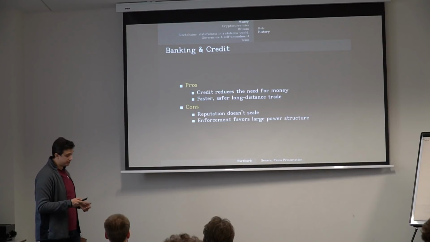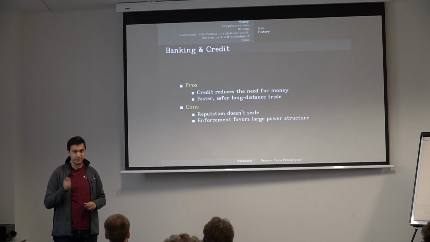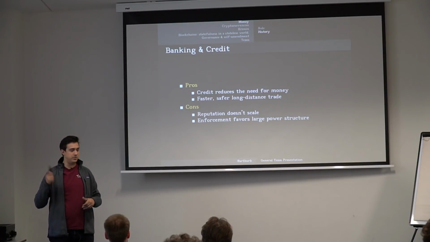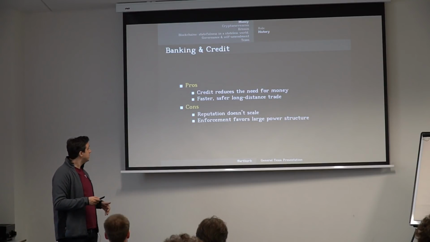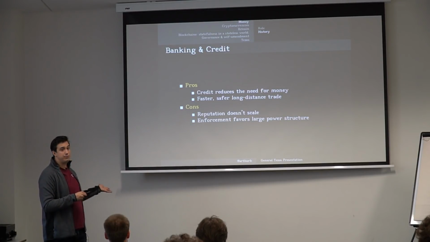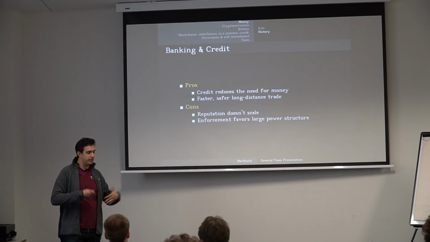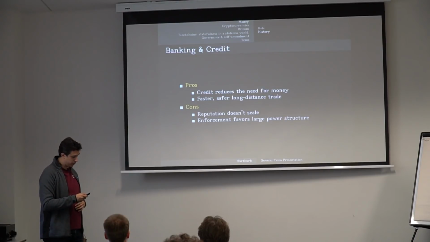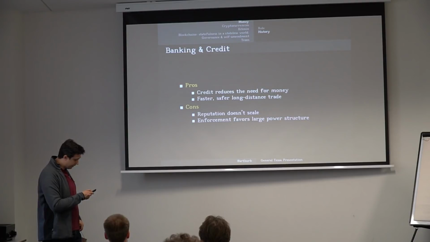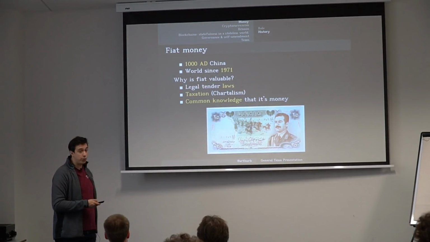The other one is that another way of enforcing credit is by force. So if you don't pay your debts, maybe you go to prison, or maybe your assets are seized or something like that. But this type of enforcement is going to favor very large power structures, like very large nation-state governments who can actually enforce those rules. Those are some of the downsides of banking and credits. So fiat money, so that's both old and new.